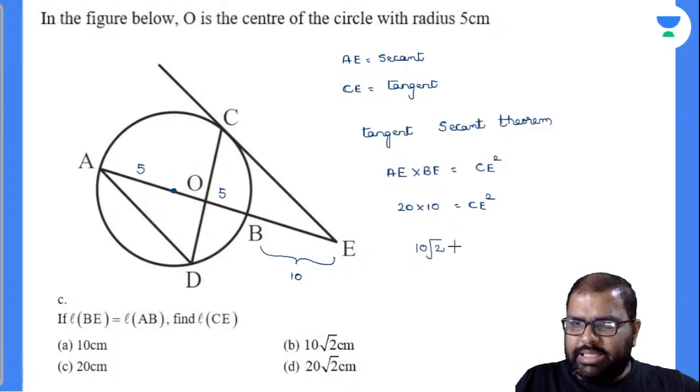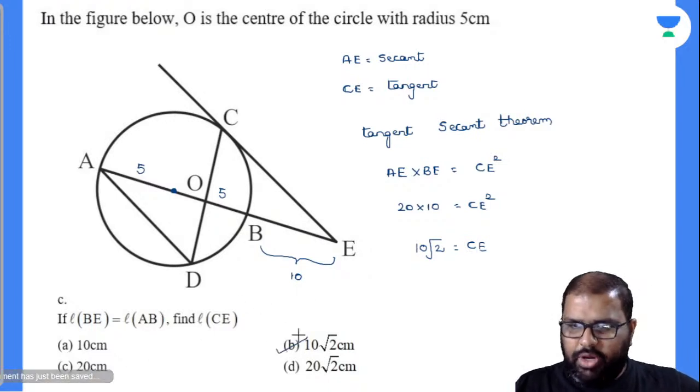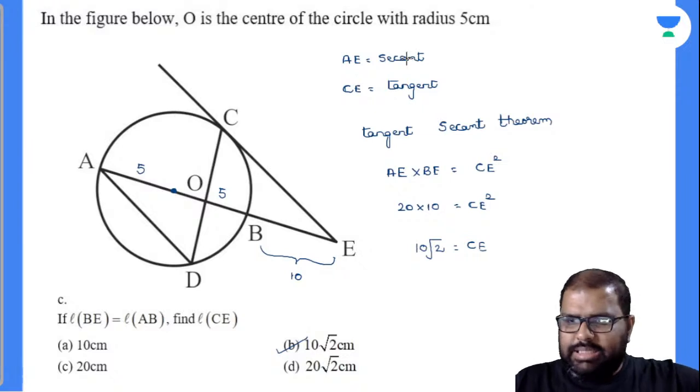So here with a simple basic property, I have solved this question. And my option is number B. Done. Let's come to the next one, right?